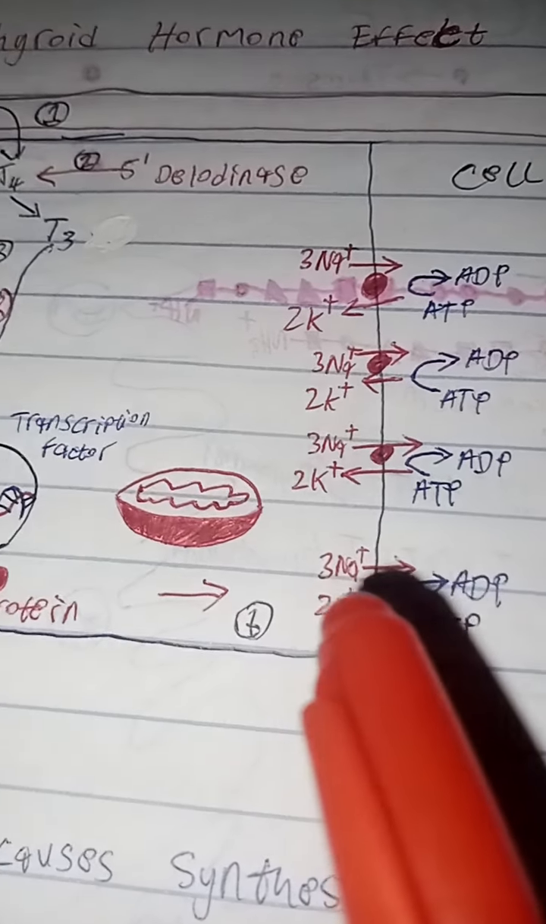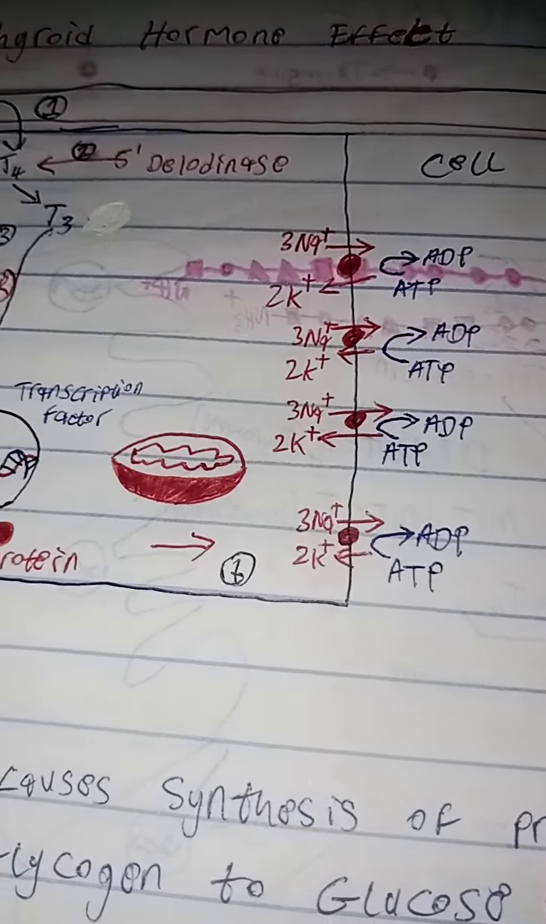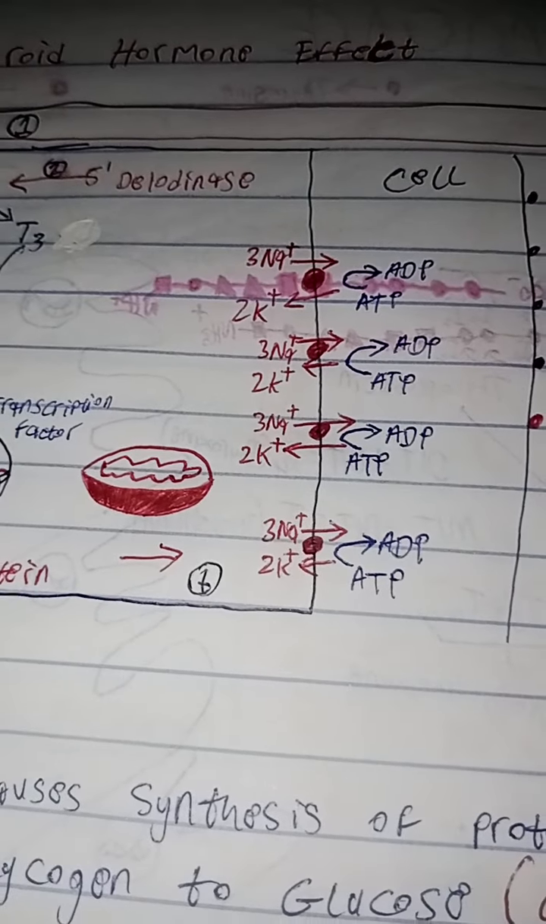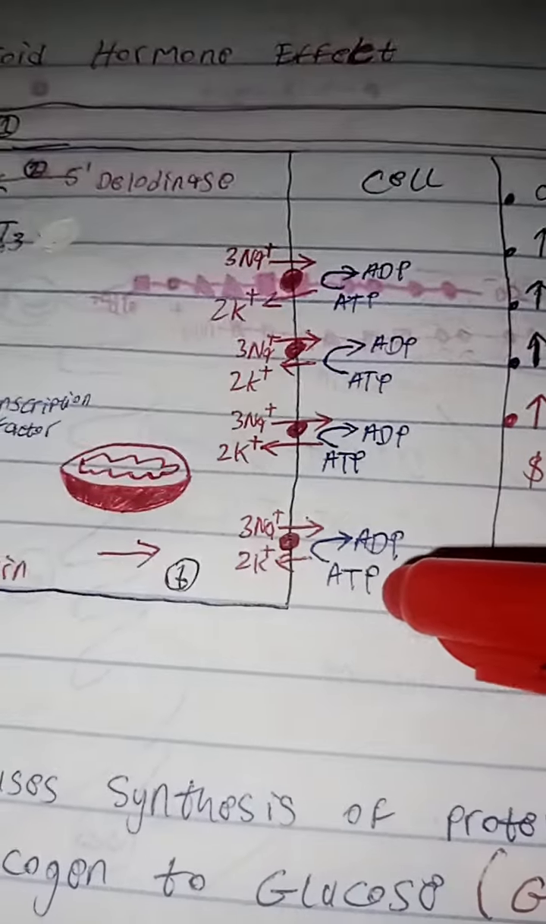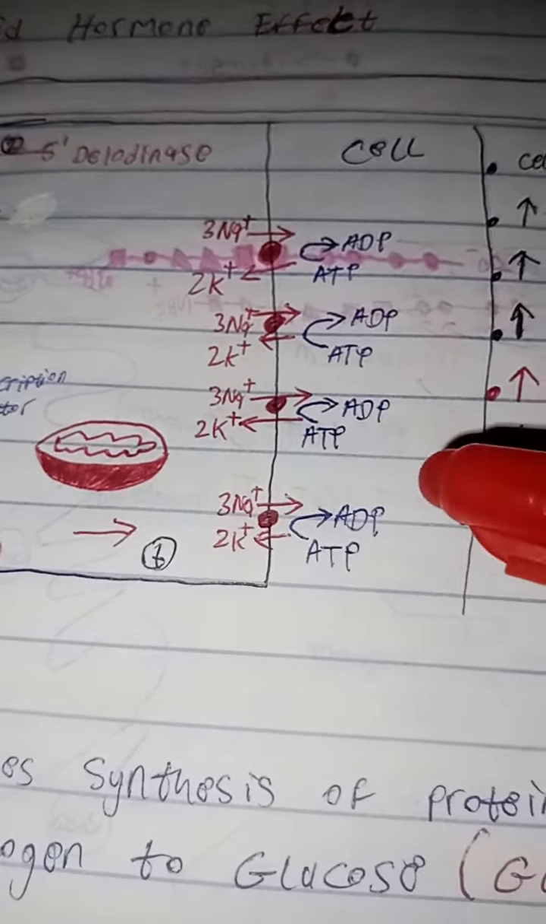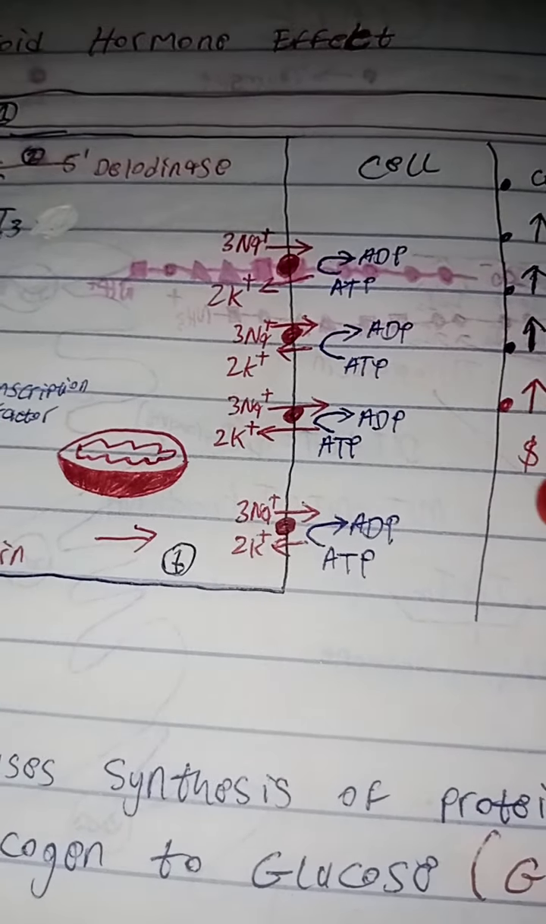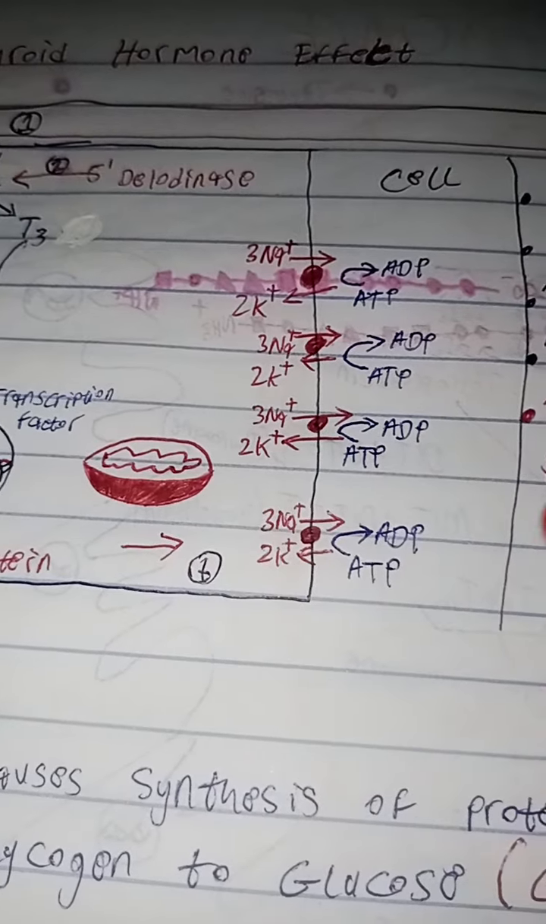You may be wondering, thyroid hormone increases metabolism, so what does it have to do with sodium potassium? Well, the main thing is this ATPase. It is an ATPase, so it's going to use ATP and turn it into ADP. So with lots of these channels in the cell, it will have a lot of conversion of ATP into ADP.